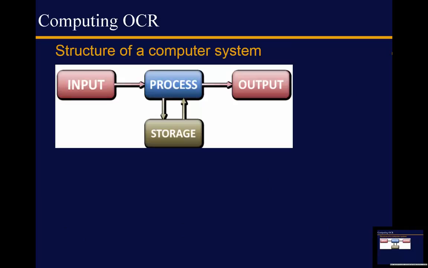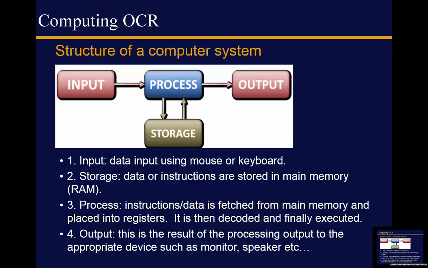We have input, which is instructions going into the computer system. We have storage. This is where instructions or data is temporarily stored. The processor is responsible for fetching those instructions. So the CPU fetches those instructions. It puts those instructions onto the register, and then it goes through those instructions that it has fetched, and it decodes each one, and then it finally executes them. So this is known as the fetch cycle, which we will go through in more detail in another video.